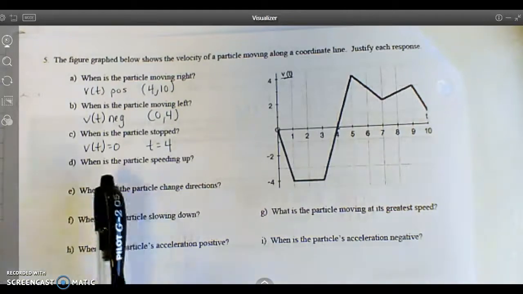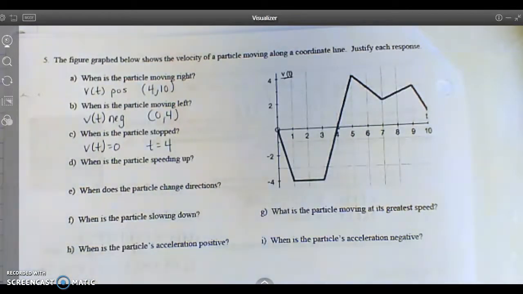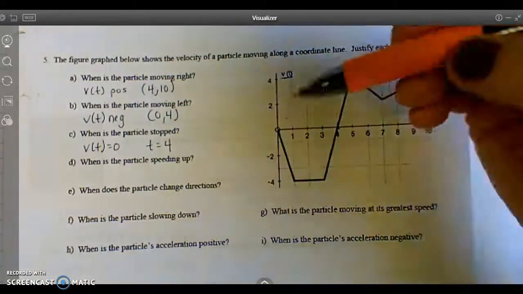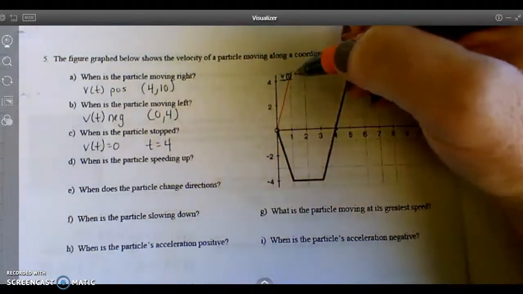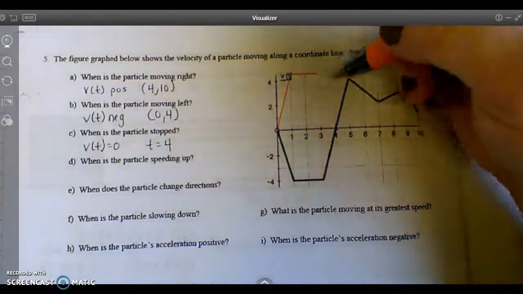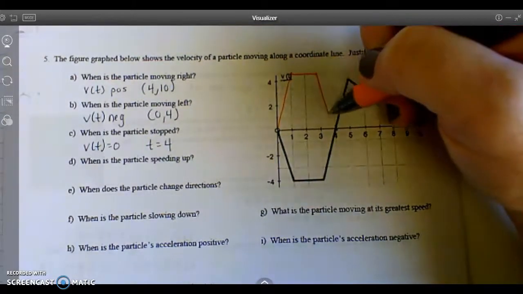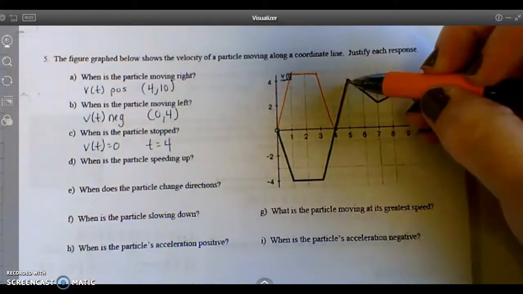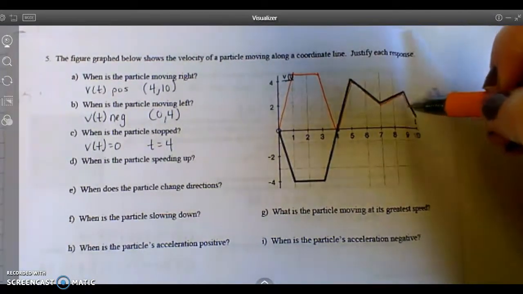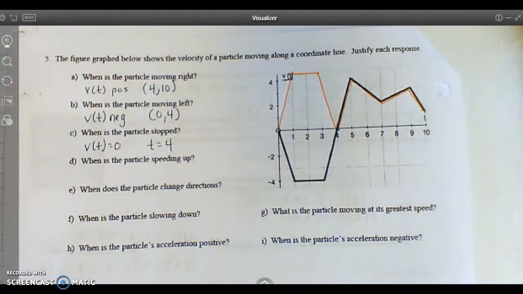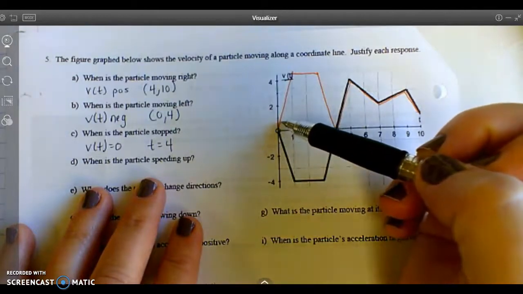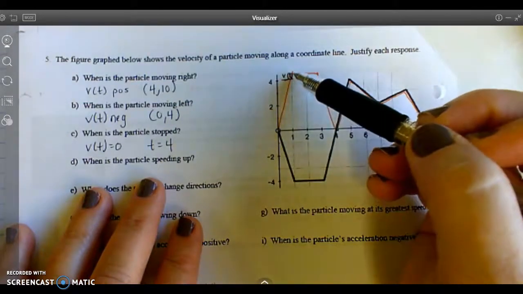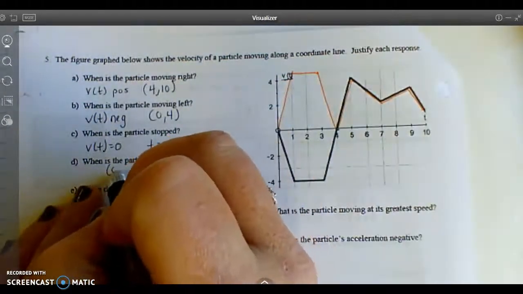Alright, we're talking about speeding up in D. We're also talking about slowing down in F. That means that I need to draw the speed graph, which means anything below the x-axis needs to come up. And I'm just flipping it up is all I'm doing. So it's that orange plus all of this other part that's above the x-axis. Alright, it says speeding up. So speeding up would just mean going up on the speed graph. So 0 to 1.